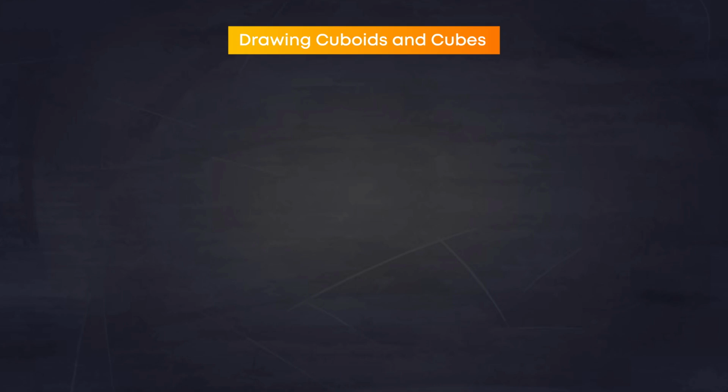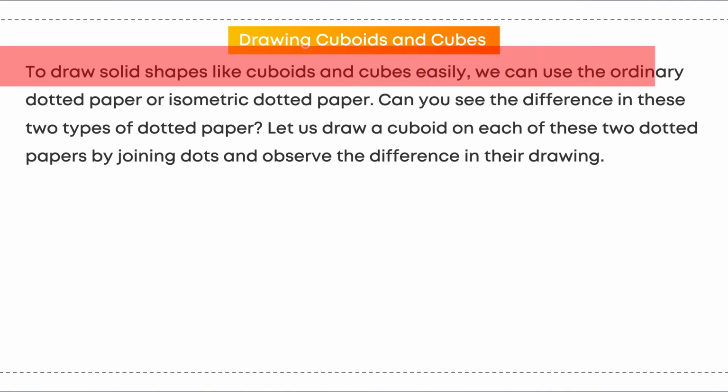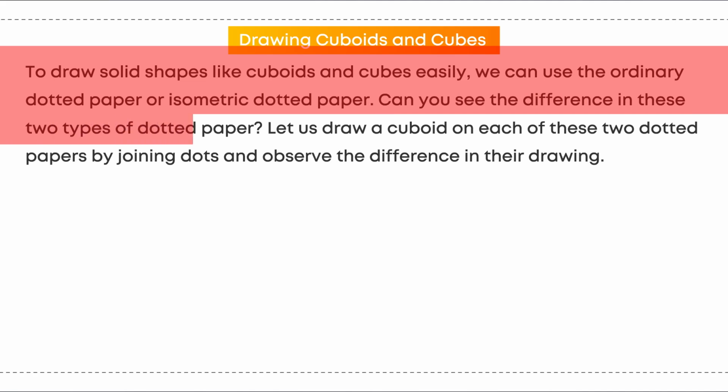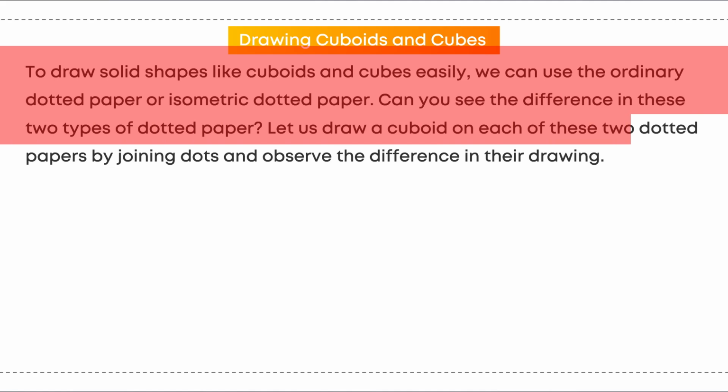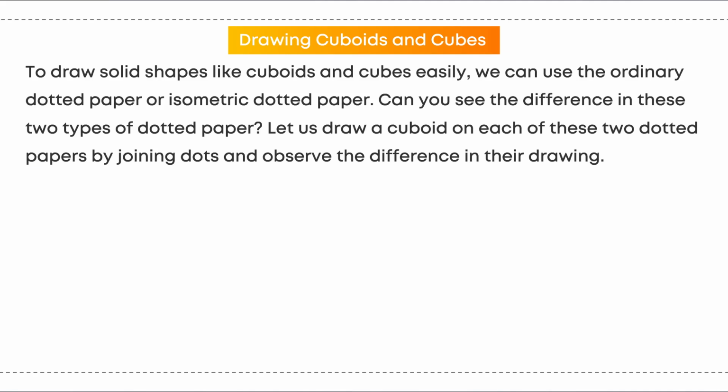Drawing cuboids and cubes. To draw solid shapes like cuboids and cubes easily, we can use the ordinary dotted paper or isometric dotted paper. Can you see the difference in these 2 types of dotted paper? Let us draw a cuboid on each of these 2 dotted papers by joining dots and observe the difference in their drawing.